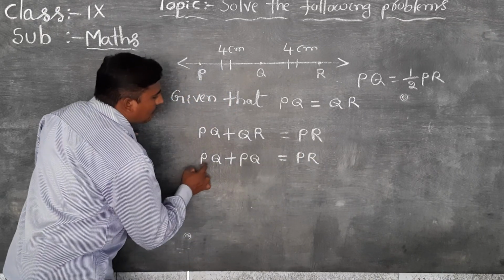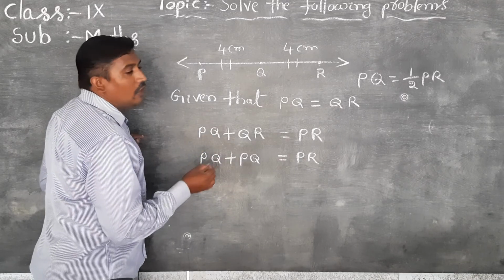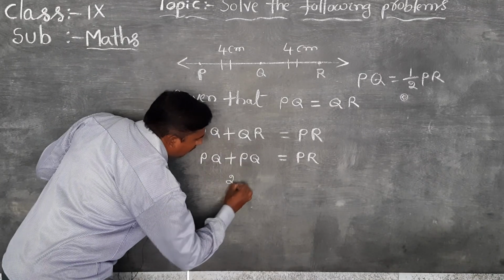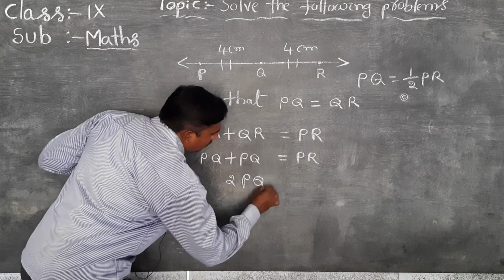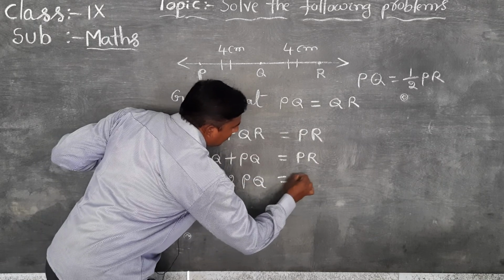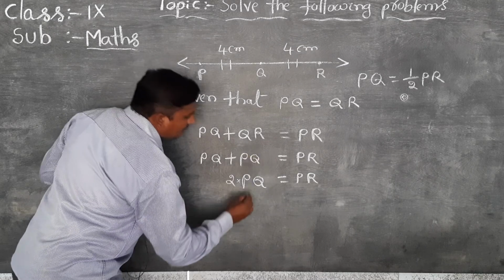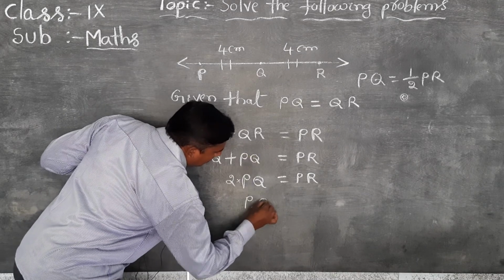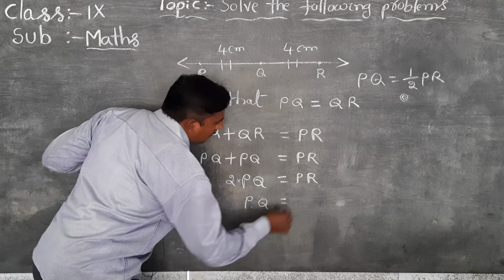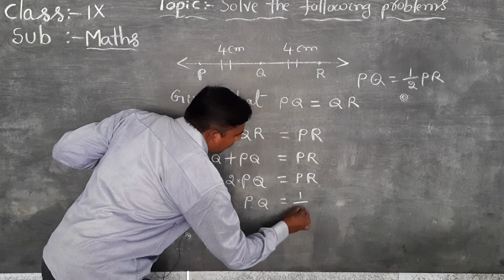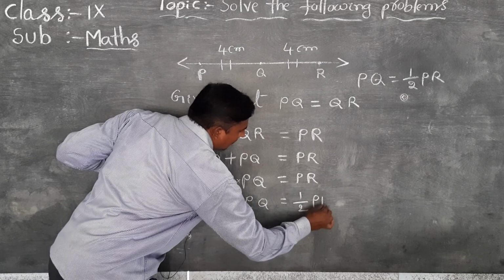Okay, how many PQs are there? 2 PQs. 2 PQ is equal to PR. Here the 2 goes to the other side as division. So PQ is equal to half of PR.